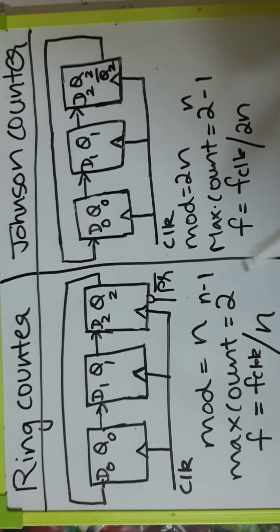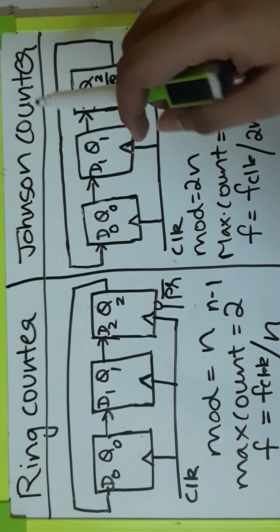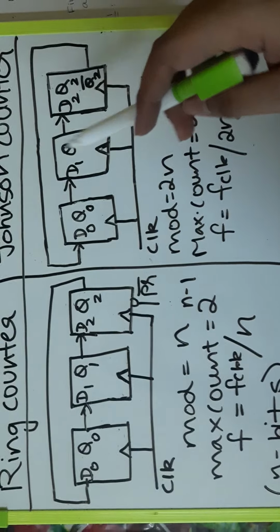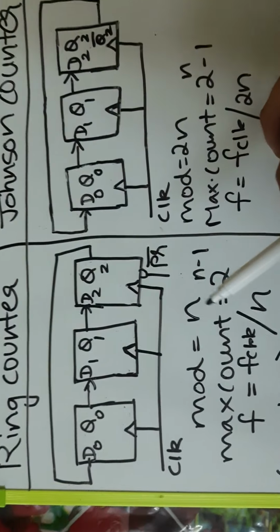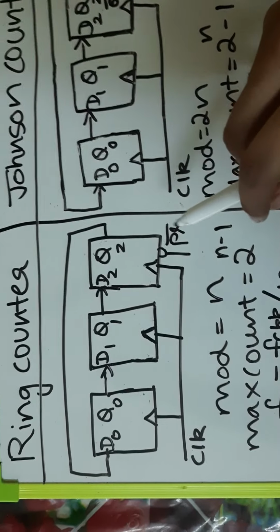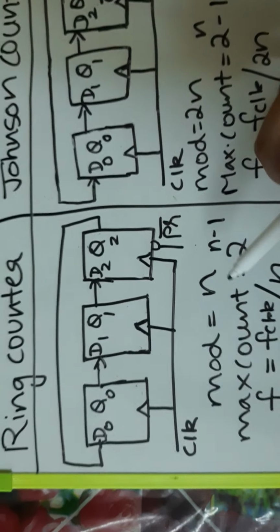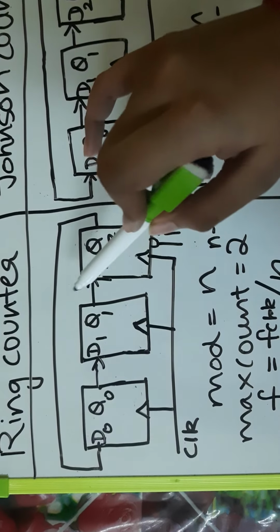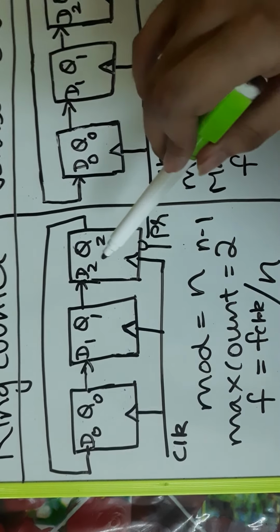One is the ring counter and the other one is the Johnson counter. I have drawn a comparison between the two for a better understanding. Now, if we see the ring counter, since it's a synchronous counter, the clock is given to each and every flip-flop at the same time.